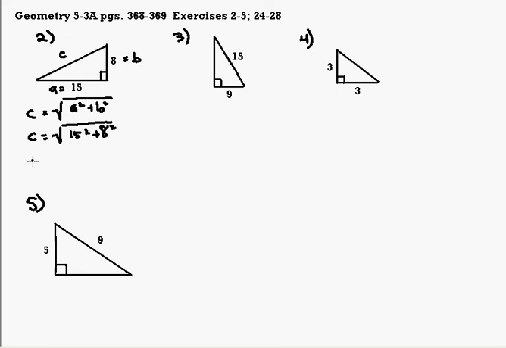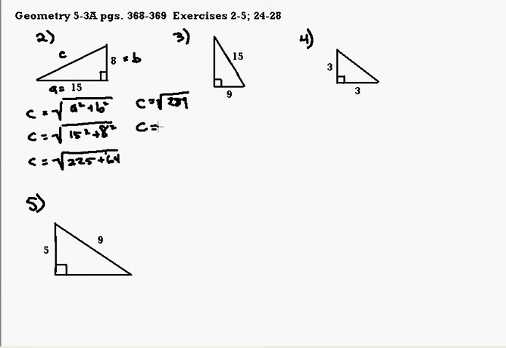Which turns out to be C is equal to the square root of, looks like 225 plus 64. And if I add those two together, 225 plus 64, I wind up getting 289. So C is equal to the square root of 289. And if I take the square root of 289, I wind up getting 17.